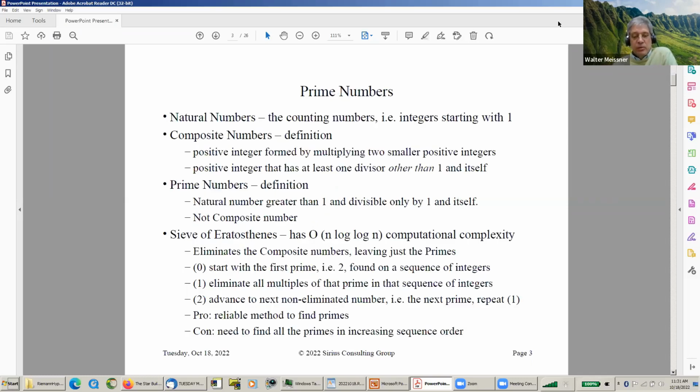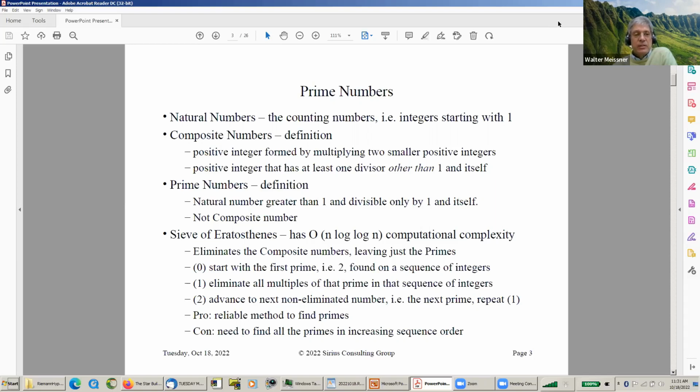Just a few basics to refresh people's memories. The natural numbers are the counting numbers, integers starting with 1. Composite numbers are positive integers formed by multiplying two smaller integers. Prime numbers are natural numbers greater than 1 and are divisible only by 1 and itself. So this doesn't include composite numbers.